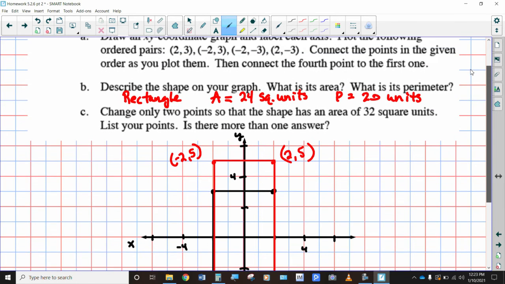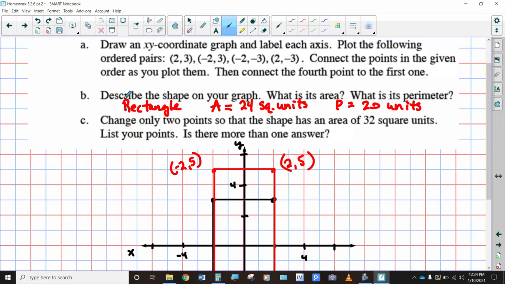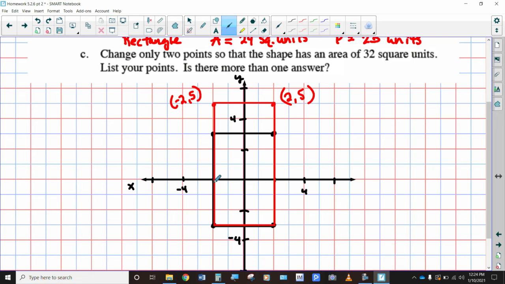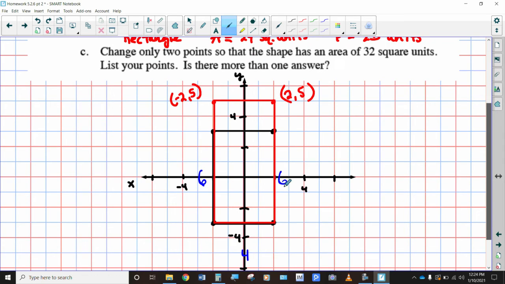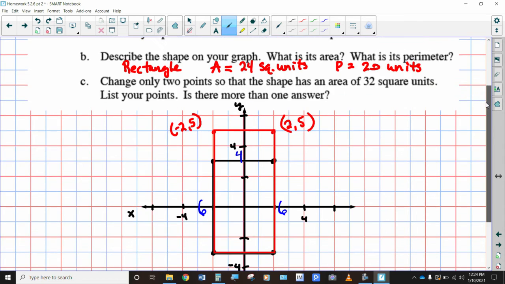Then it says, describe the shape. So that's a rectangle. What is the area? Well, the black one is 1, 2, 3, 4, 5, 6. So it's 6 in this direction and 4 in this direction. So 6 by 4 is 24 square units. And the perimeter is 10 and 10 makes 20. Okay.